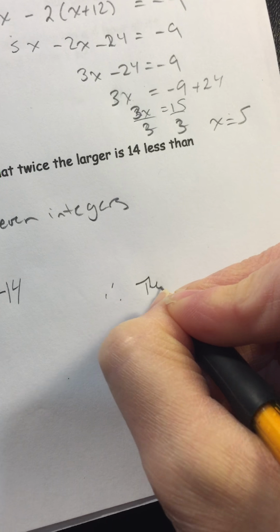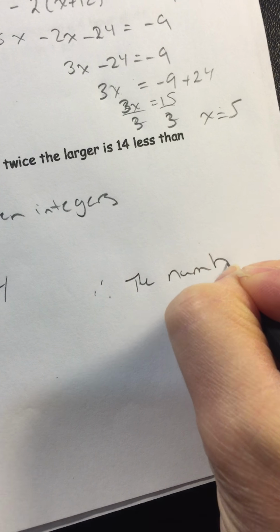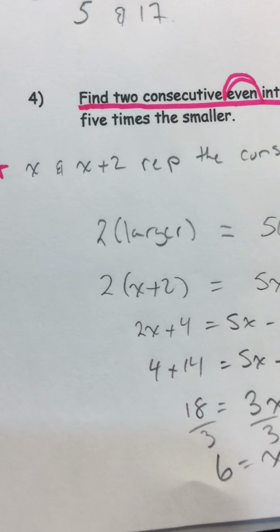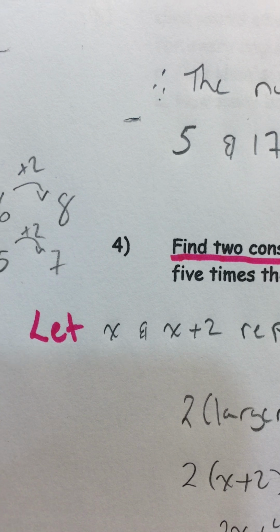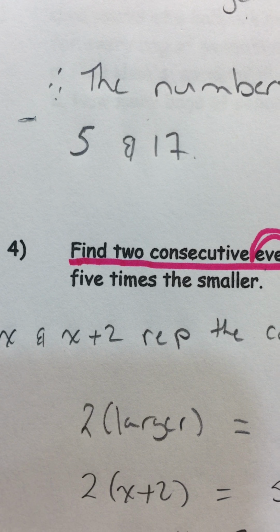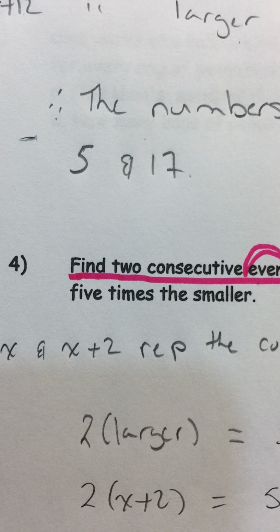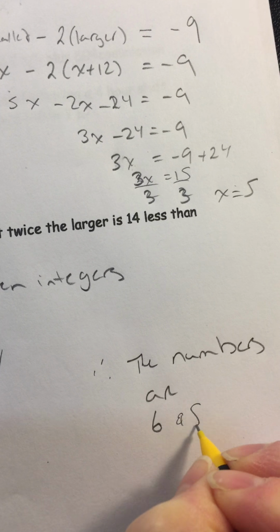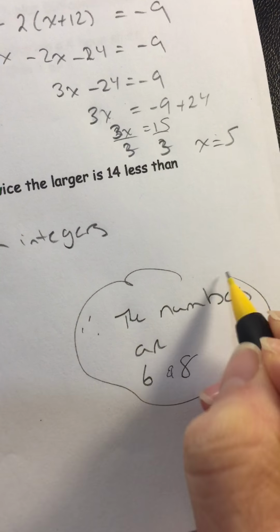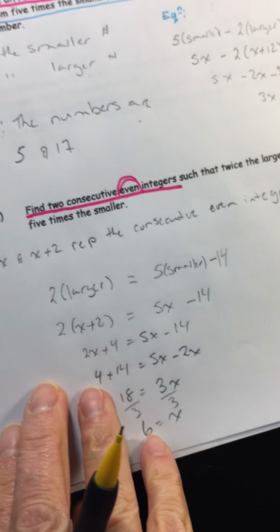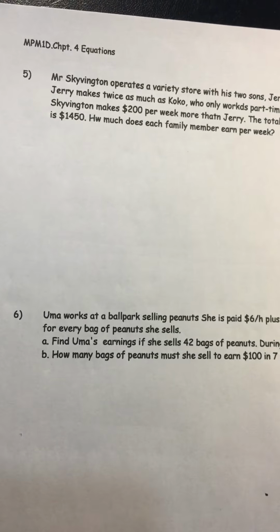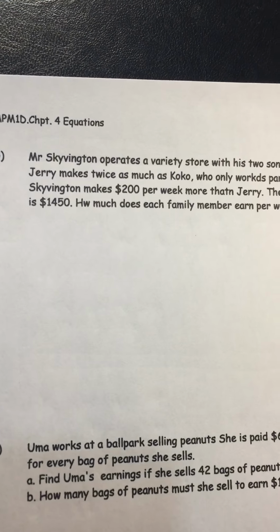Therefore, the numbers are 6, and I'm just going to go check. X was 6. X was the smaller number, so that's 6. The next number is x plus 2, or 6 plus 2. So the numbers are 6 and 8. Always use your let statements to go back and figure out what this is. Okay, next page. Getting there.